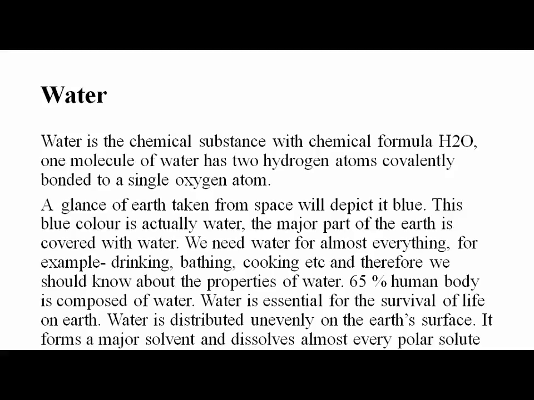The two hydrogen atoms are covalently bonded to a single oxygen atom. We have discussed this in hydrogen bonding theory also. So oxygen has 6 electrons in its valence shell. One electron of the oxygen atom it shares with hydrogen, another electron is shared with the other hydrogen, and it forms a covalent bond, OH covalent bond, wherein hydrogen has completed its duplet and oxygen has completed its octet.